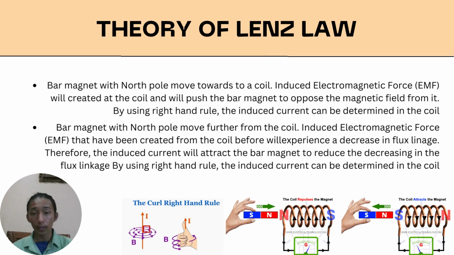Then next I will explain how to use the right hand rule. To use the right hand rule, we use our right hand and give a thumbs up. Our thumb will indicate the direction of the induced current, while the other four fingers will indicate the magnetic field. To use it, we curl our four fingers to follow the magnetic field on the coil. Then we can determine the induced current by looking at our thumb's direction. So that's all for the theory of Lenz's law.